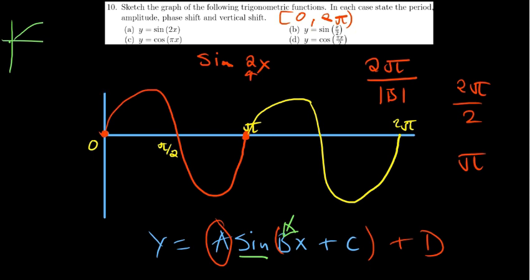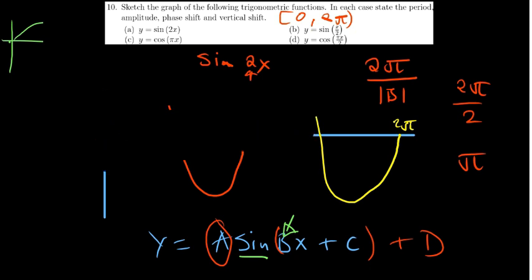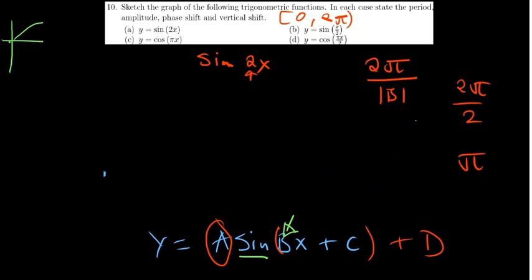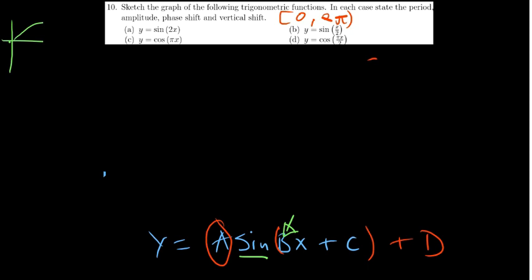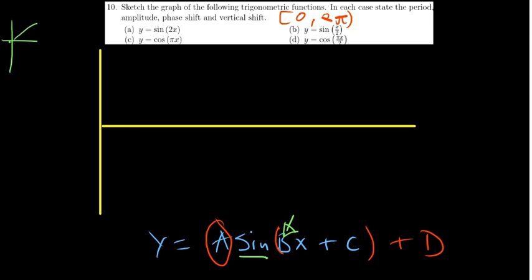Now, what is the effect of C? C is now the phase shift. So the phase shift moves the graph along the x-axis. The vertical shift, remember what we saw, was moving the graph up and down. Okay, don't confuse the amplitude with vertical shift. So vertical shift is more like the new zero line.